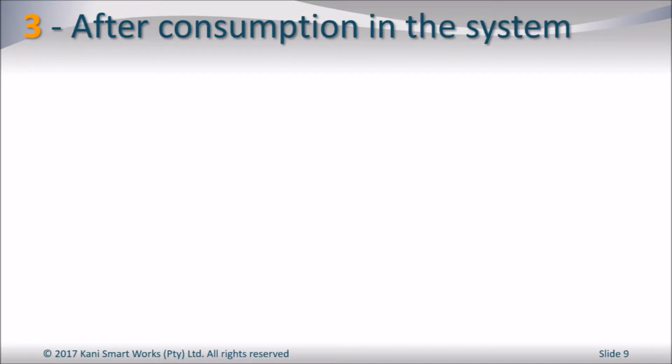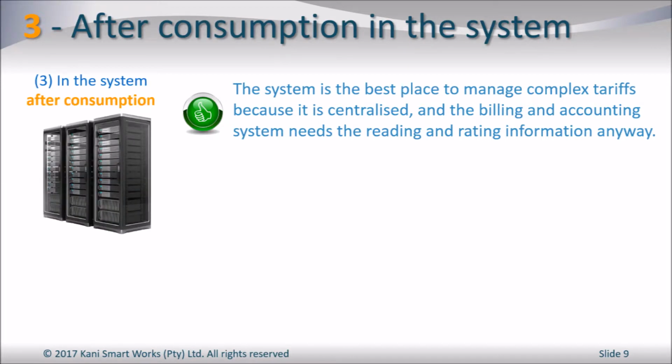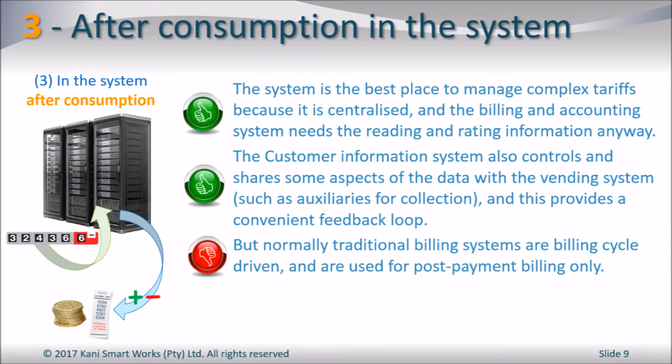Looking at the third timeline we need to explore, which is after consumption in the system. The system is the best place to manage complex tariffs because it's centralized, and the billing and accounting system needs the reading and rating information anyway. The customer information system also controls and shares some aspects of the data with the vending system, such as auxiliaries for collection, and this provides a convenient feedback loop, as we shall see. But normally traditional billing systems are billing cycle driven and are used for post-payment billing only. They're not well adapted to prepayment.